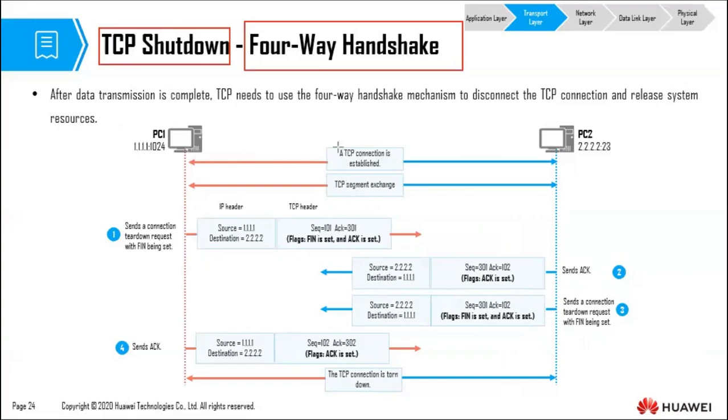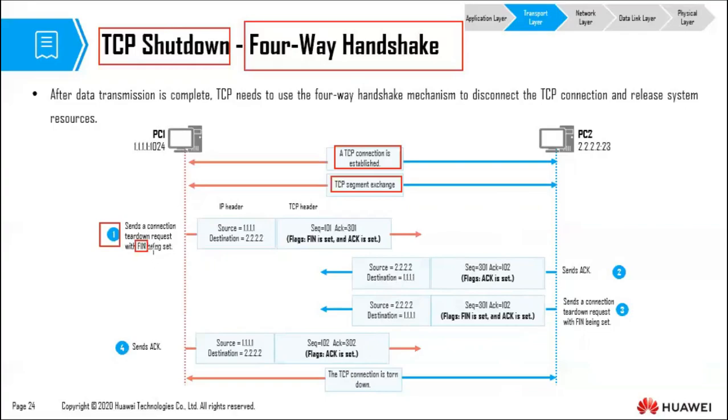So the TCP connection is established. We've exchanged the data that we want. Now we want to close this connection. How do we do that? Step number 1 is here. We send a connection teardown request with the FIN flag being set.